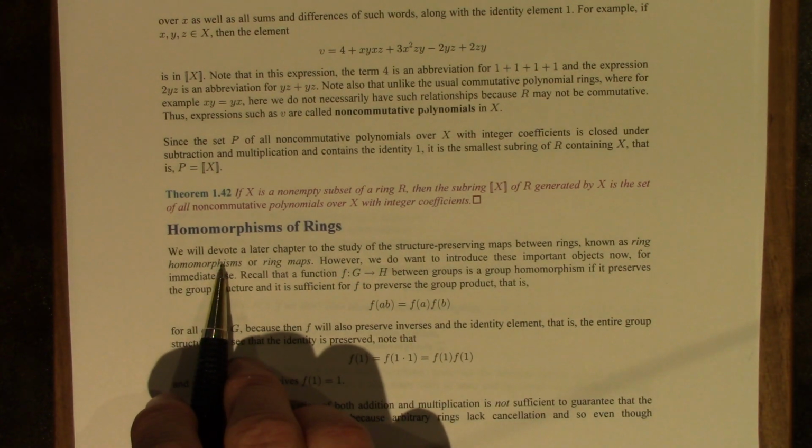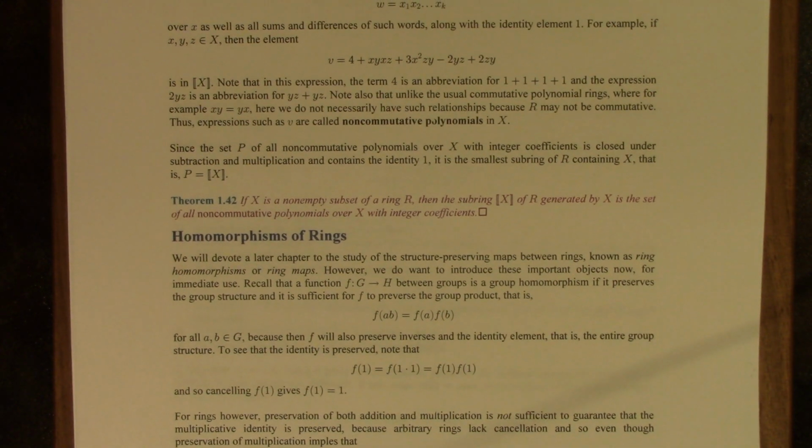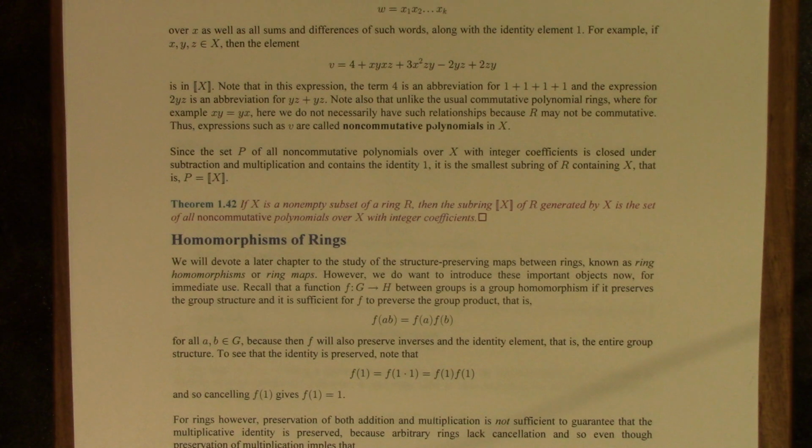We're going to devote a later chapter to the study of the structure-preserving maps between rings, known as ring homomorphisms or ring maps. But just as we did for groups, and I think for vector spaces as well, we want to introduce these important functions relatively early in the course so we can use them. And we'll do a more detailed study later on.